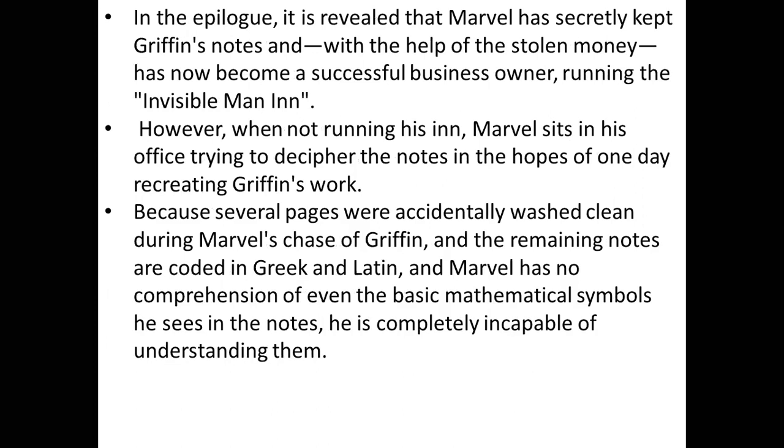In the epilogue, it is revealed that Thomas Marvel secretly kept Griffin's notes and with the help of the stolen money has become a successful business owner running the Invisible Man Inn. See, this Thomas Marvel, along with Griffin, went to Iping in order to collect his lost notes. He steals those notes and starts staying at the inn by the seaside. After the death of the Invisible Man, he comes out and starts running an inn in the name of the Invisible Man. He becomes a successful business owner running the Invisible Man Inn.